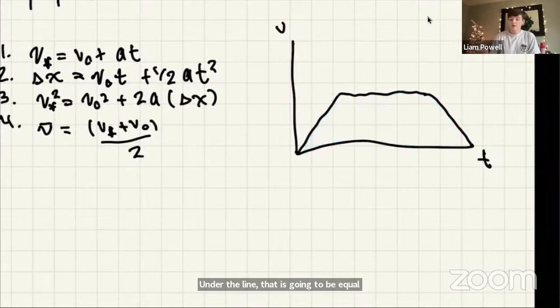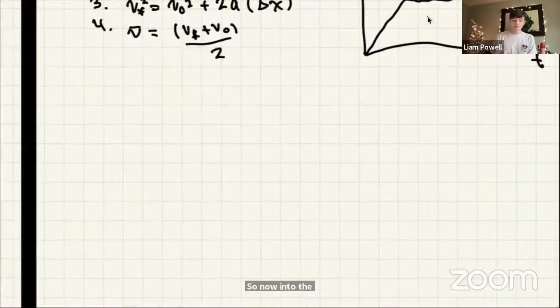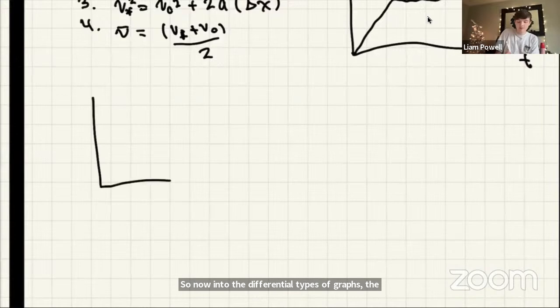However, since we're not in a calculus-based course, we're not going to be doing that as much, but we can do that for simple shapes. So now into the different types of graphs, the kinematic graphs. We have a simple position versus time graph, and the position is going to be in the x direction.